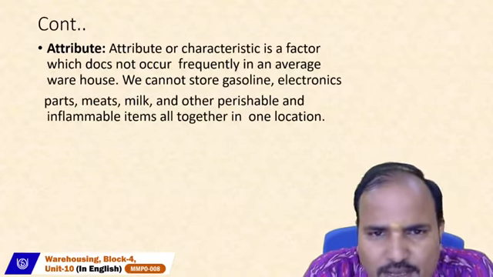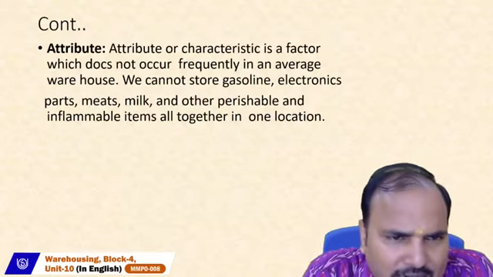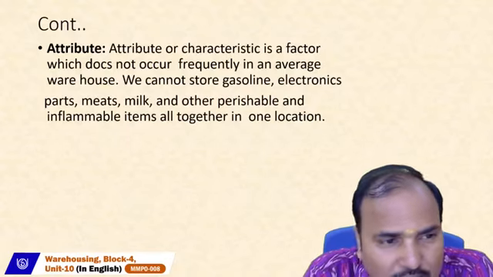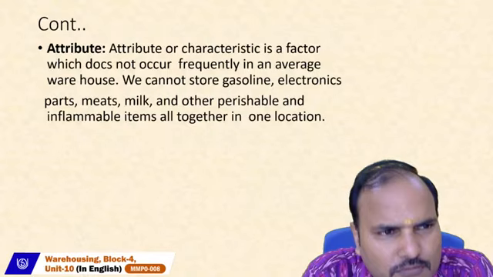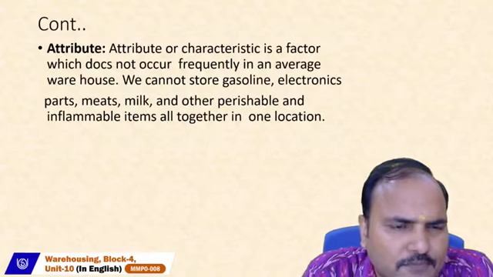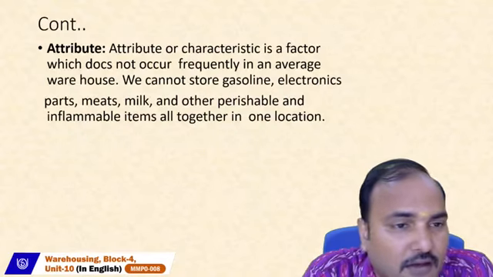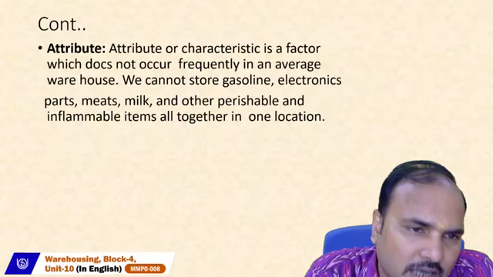So we cannot store gasoline, electronics parts, meats, milk, other perishable and inflammable items all together in one location. We cannot store them because there are some inflammable items. Every product attribute is not the same. We cannot treat all of these the same in the layout design also.